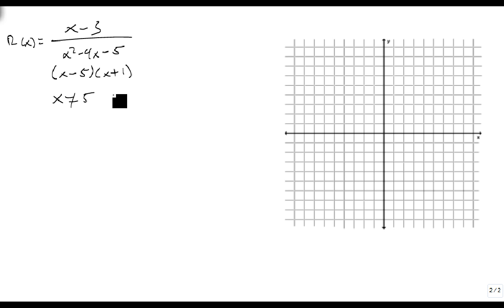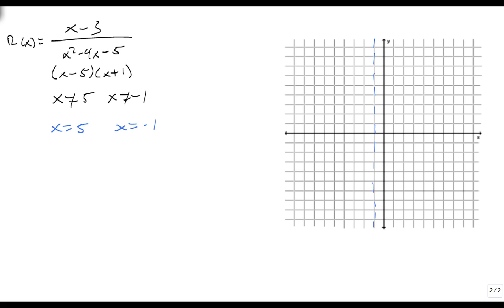Let's look at our other one. Remember we had r of x equals x minus 3 over x squared minus 4x minus 5, which factored as x minus 5, x plus 1. So I have x cannot equal 5 and x cannot equal minus 1 for the domain. Well, those just translate into x equals 5 and x equals minus 1 for the asymptotes.